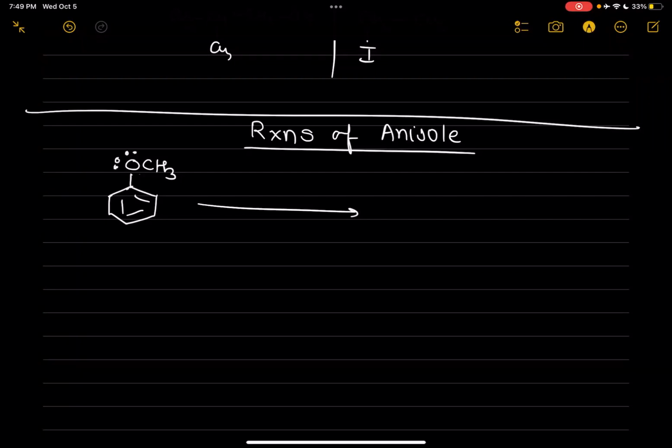First of all, let me tell you, the lone pair of oxygen is getting involved in delocalization. So anisole has negative charge at the ortho, para, and ortho positions. It is more electron rich. So if you have an electrophile, some positively charged species which is seeking electrons, the ortho and para positions are the most appropriate positions. So this is ortho-para directing.